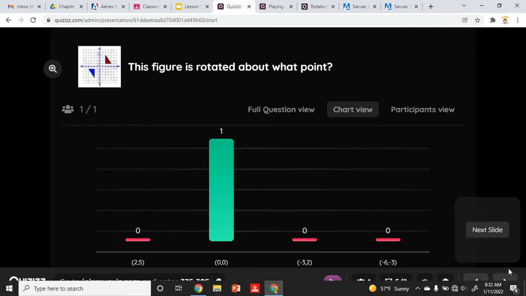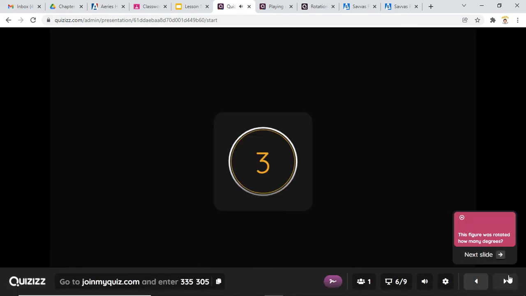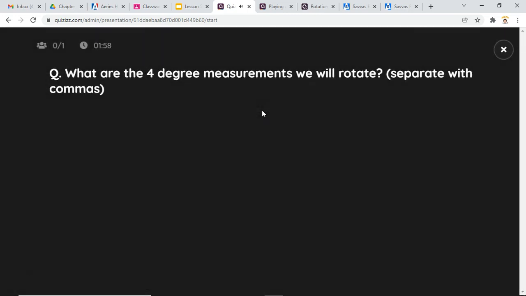All right, next question here. What are the 4 degree measurements we're going to rotate? I want you guys to fill in the blank here. So we have 4 degree measurements, right? I told you that these are the most common degrees we are going to rotate. Now, obviously, we can rotate as many degrees as we want, but these are going to be the 4 most common, okay? So what are the 4 most common ones? Feel free to pause the video if you need more time on this.